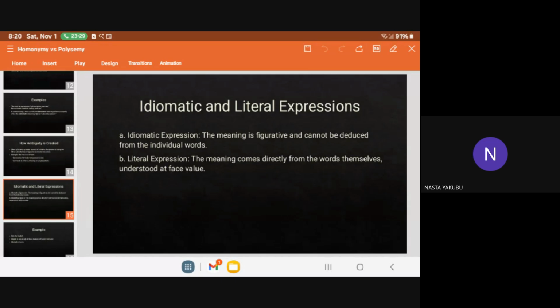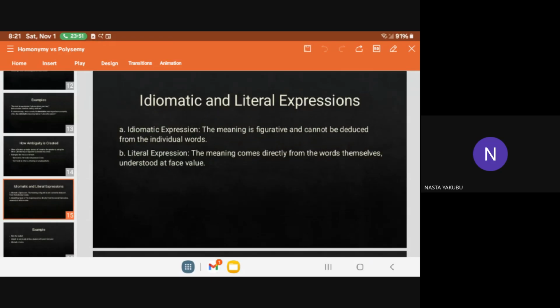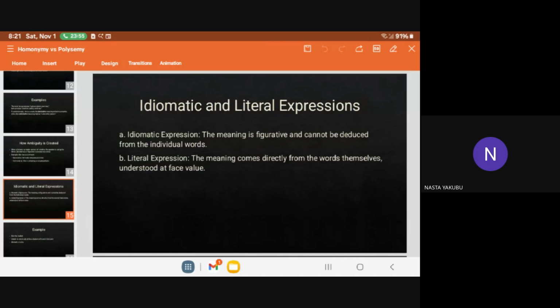Then now let's look at the confusion also that arises with idiomatic and literal expressions. With idiomatic expressions, the meaning is figurative. So you cannot really deduce the meaning from the individual words. They are fixed. You have to look at the entirety of the expression, and even the meanings here are fixed to a large extent. Then the literal expression, the meaning comes directly from the words themselves.